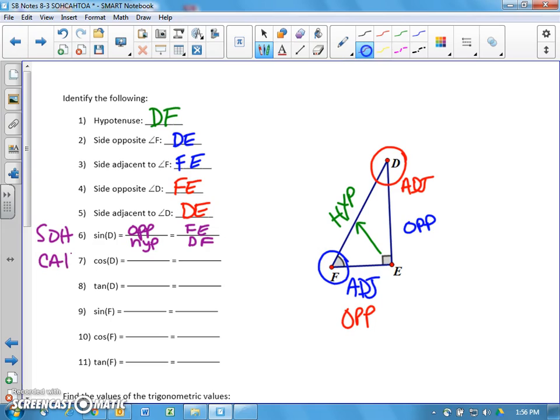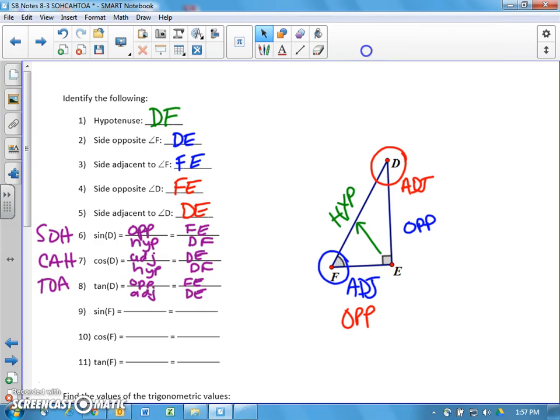Cosine, this is our CA, so it is adjacent over hypotenuse. For our angle D, our adjacent side is DE, and our hypotenuse is DF. That's an H. T, this is TOA, so it's opposite over adjacent. For angle D, opposite would be FE, and adjacent would be DE.